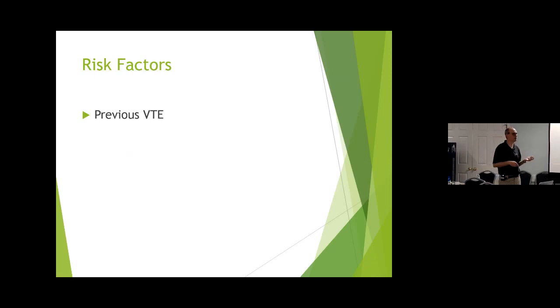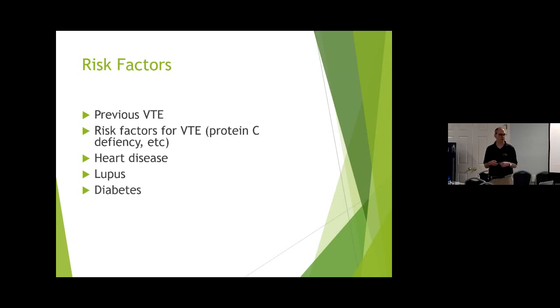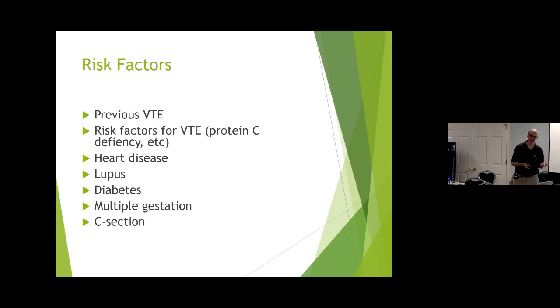So what do we know? If you've had blood clots before, you're at risk for getting blood clots in the future, right? There's other risk factors. If you have a protein C deficiency, protein S deficiency, you're known to have some hypercoagulable disorder, that puts you at greater risk. History of heart disease, history of autoimmune disorders such as lupus. History of diabetes also increases your risk. Multiple gestations. And having a surgical procedure during pregnancy, including C-sections. There's a degree of immobilization that increases your risk.